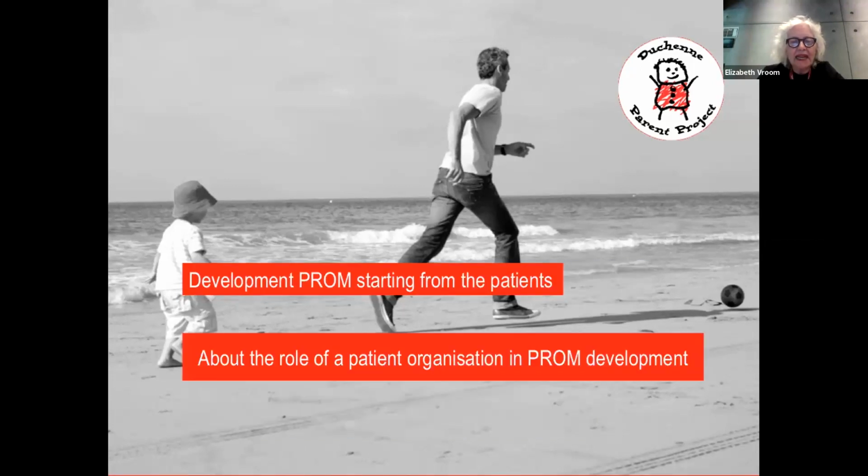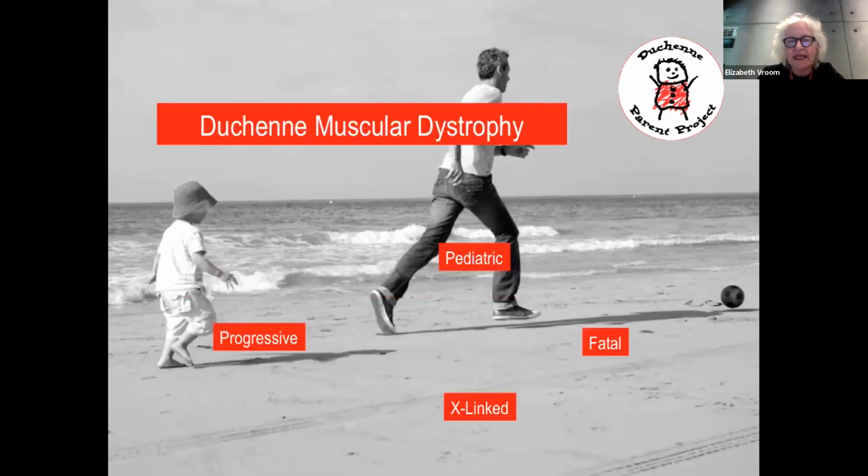It is about the role of patient organizations in PROM development, because I think patient organizations can take initiatives and also do a lot themselves. They don't have to wait till academics get started or are interested. Most of you might know Duchenne muscular dystrophy. It's mainly boys. It starts at a young age. It is progressive muscle breakdown, but there's also mental involvement, not with all of them, but behavior and learning difficulties exist, and ultimately it's fatal.